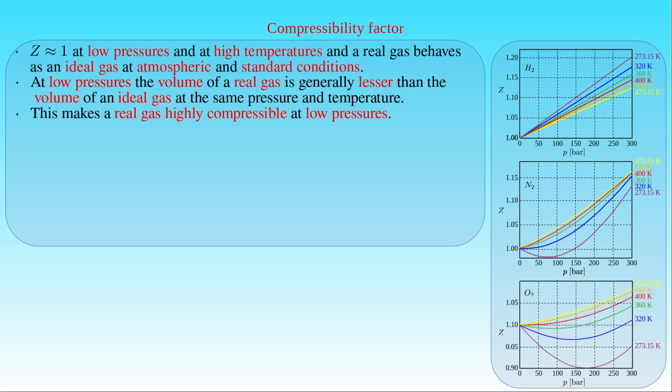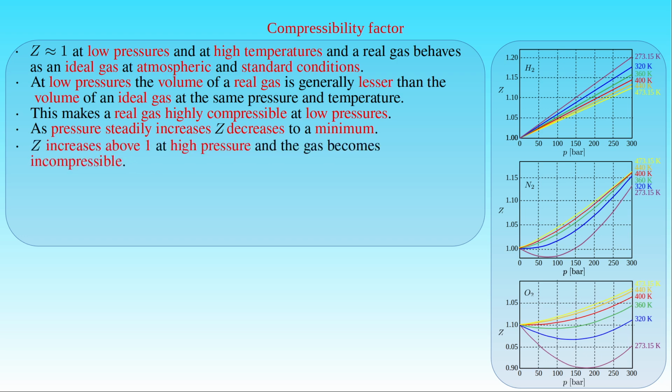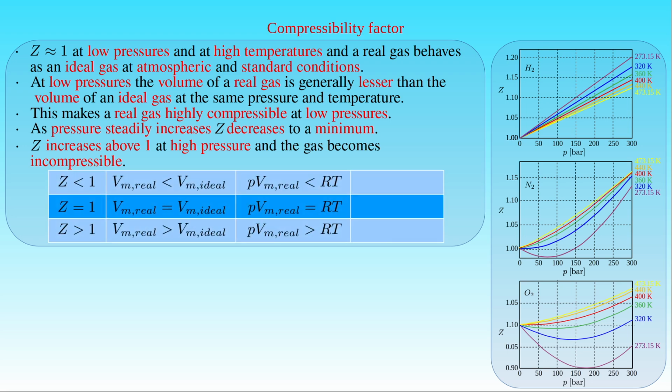This is also true for hydrogen, but this effect can only be observed at temperatures lower than about 200 Kelvin, where the compressibility factor is less than 1 at low pressures. As pressure steadily increases, the deviation factor decreases to a minimum. Again, this effect can be measured for hydrogen at low temperatures as well. The compressibility factor increases above 1 at high pressures and the real gas becomes incompressible, that is, its volume cannot be significantly reduced even if a high pressure is applied on it. We summarize the behavior of real gases over the different regimes in this table.